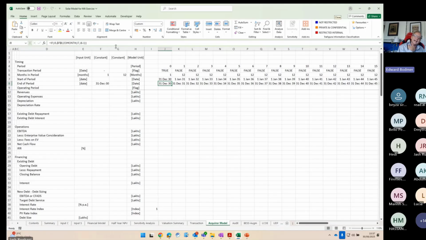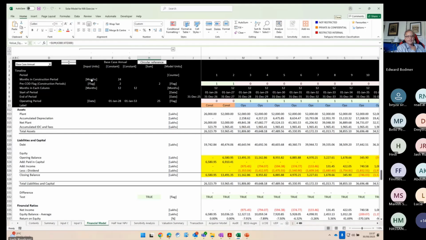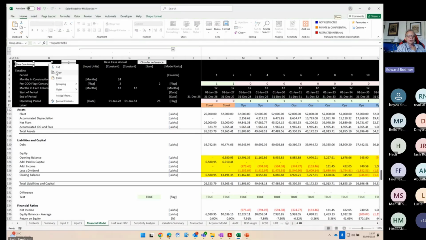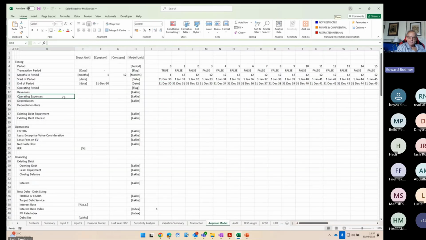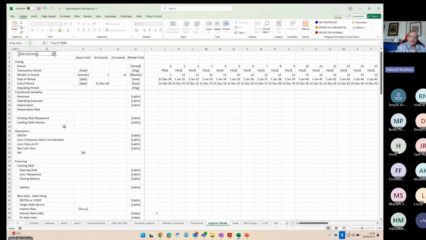Everything's going to change. And now, just to illustrate how this could work, let's go back to the financial model and grab the little drop-down box. Right click on that one, copy that, and then go to the acquire model and paste it at the top. And so what we can do now is that the timeline is going to all change.